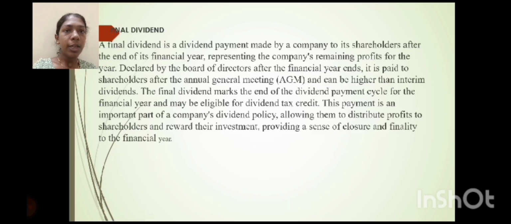Final dividend is also a type of dividend. A final dividend is a dividend payment made by the company to its shareholders after the end of its financial year, representing the company's remaining profits for the year, declared by the board of directors after the financial year ends. It is paid to shareholders after the annual general meeting conducted by the company, and can be higher than the interim dividend. The final dividend marks the end of the dividend payment cycle for the financial year and may be eligible for a dividend tax credit.